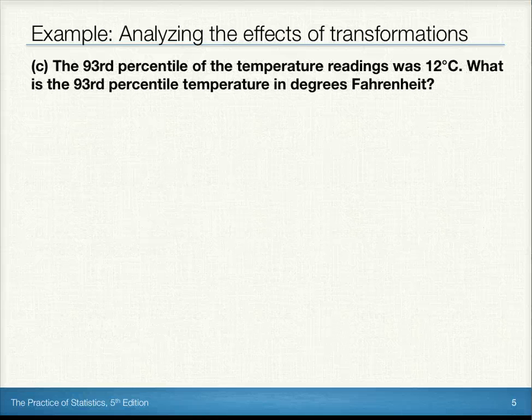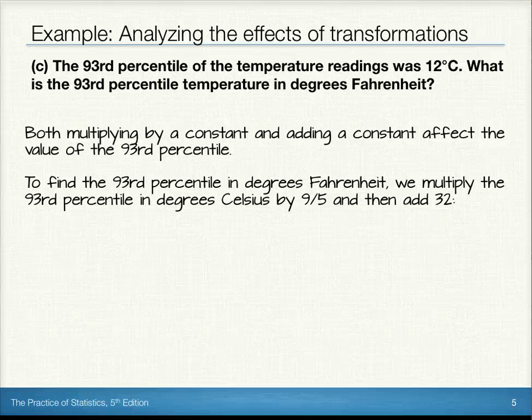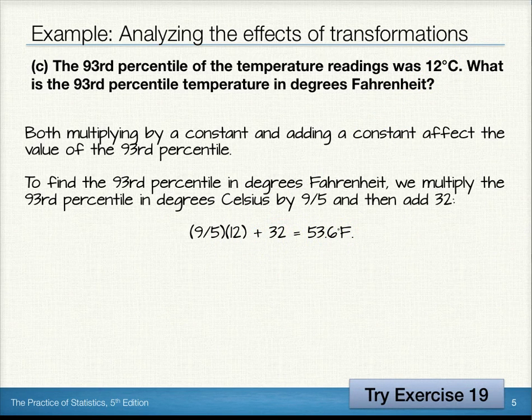Now, suppose the 93rd percentile of the temperature readings was 12 degrees Celsius. What's the 93rd percentile temperature in degrees Fahrenheit? Both multiplying by a constant and adding a constant affect the value of the 93rd percentile. So to find that 93rd percentile in degrees Fahrenheit, we'll need to multiply the 93rd percentile in degrees Celsius by 9/5 and then add 32. Or in this case, 9/5 times the value 12, that was the 93rd percentile in degrees Celsius, plus 32, giving us 53.6 degrees Fahrenheit. Now for some additional practice analyzing the effects of transformations, try exercise 19.